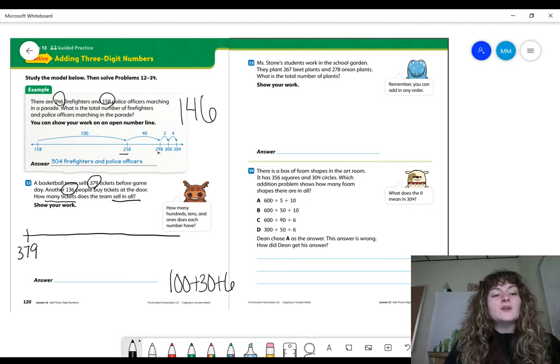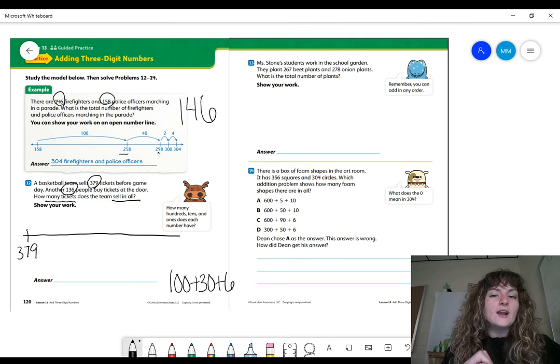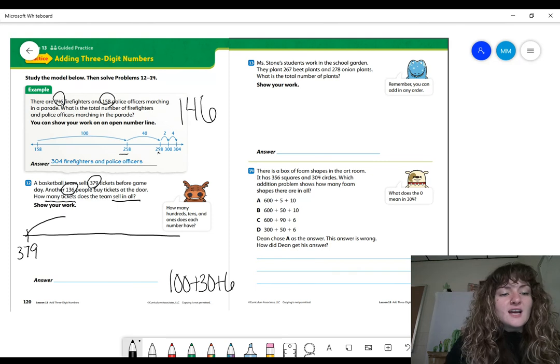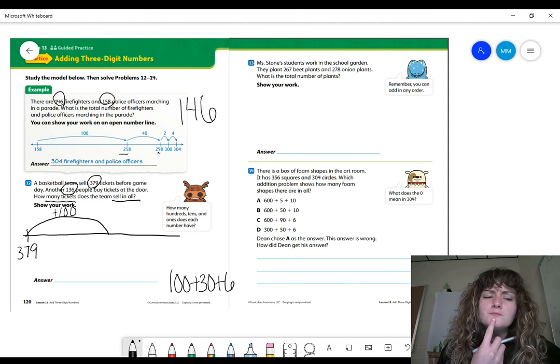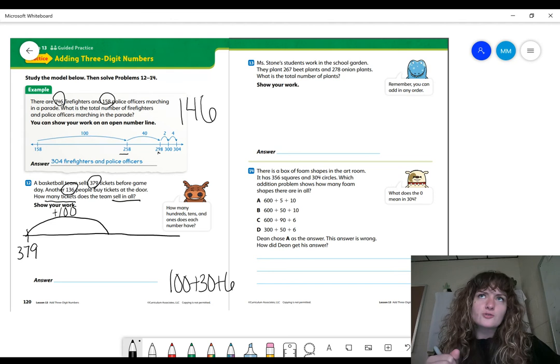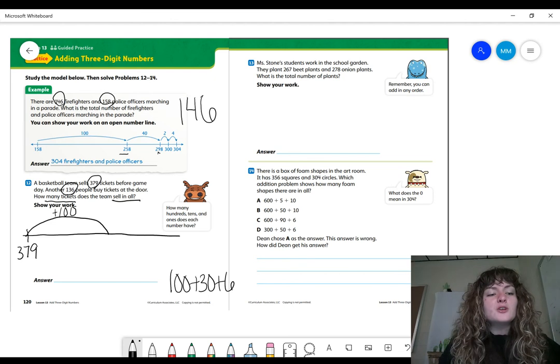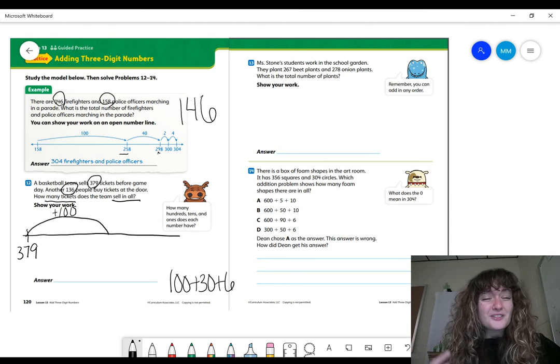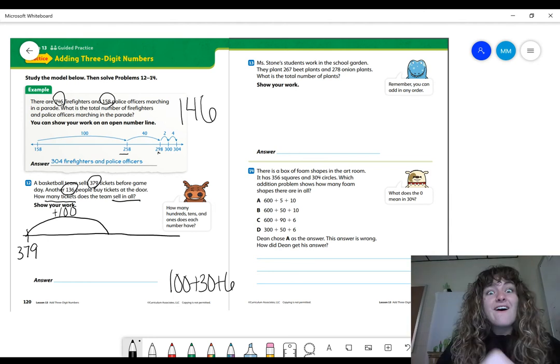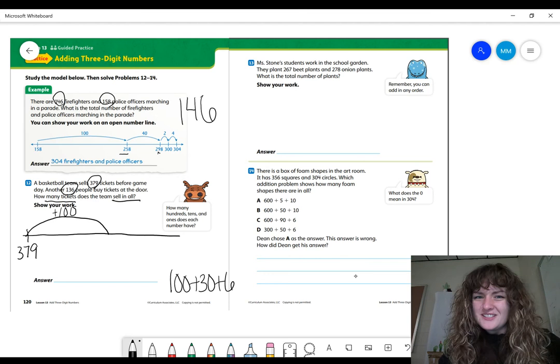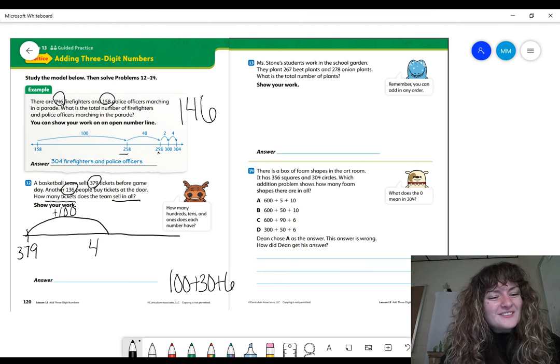Okay, so 379. I'm going to add 100 first. So 379, what place is going to change? My hundreds, tens, or ones place? If I'm adding 100, means my hundreds place is going to change, right? So if I add 100 to 379, how many hundreds am I going to have? 3 hundreds plus 100 is 4 hundreds. Do my tens and ones change? Not yet.